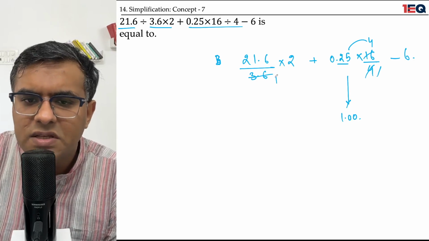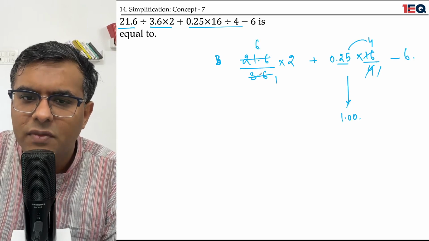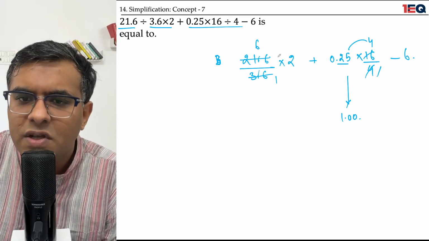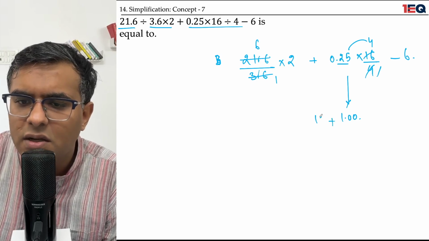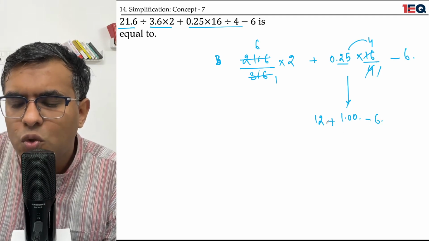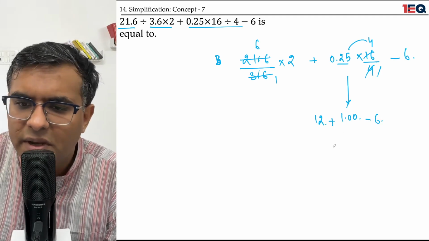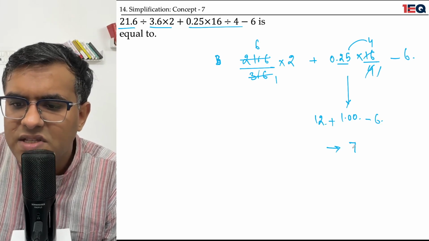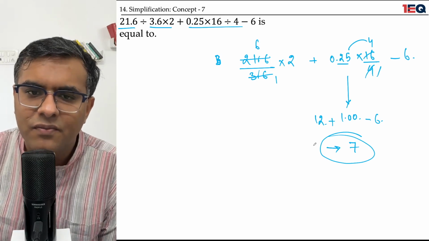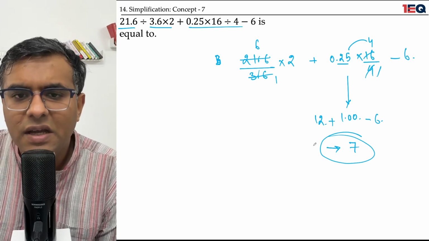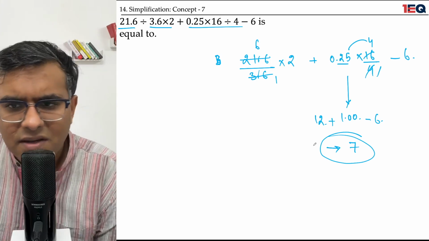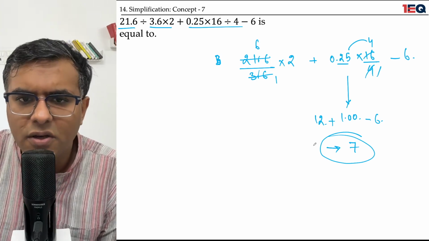Again, 36 ones are 36, 36 6s are 216. The decimals cancel out each other because they're of the same length. So 6 twos are 12, which comes out as 12 plus 1. And then there is a minus 6 over here. So 12 plus 1 is 13, 13 minus 6 is 7. So 7 is my final output of this complicated looking question. So look how quickly we can get out of such situations. Okay, just take care of the decimals and keep the BODMAS order in your head very well.